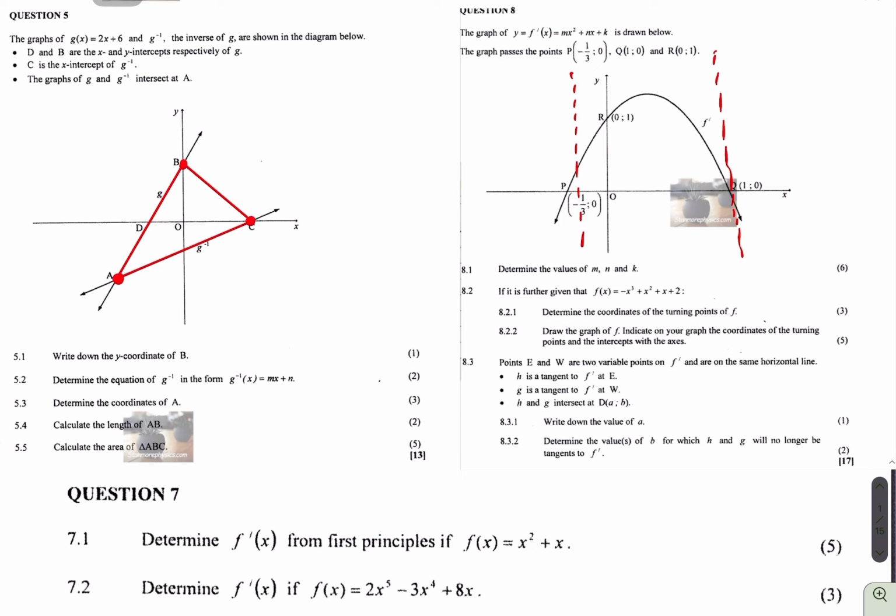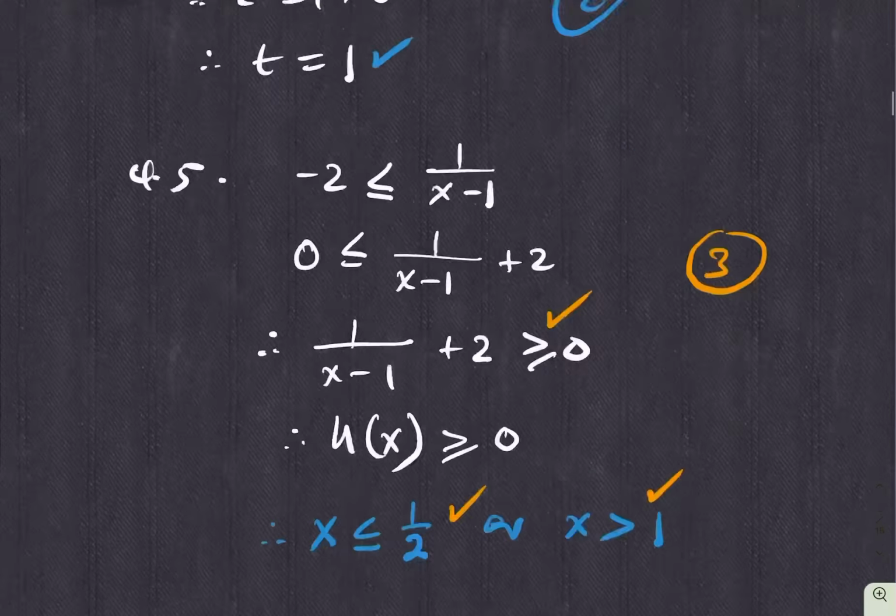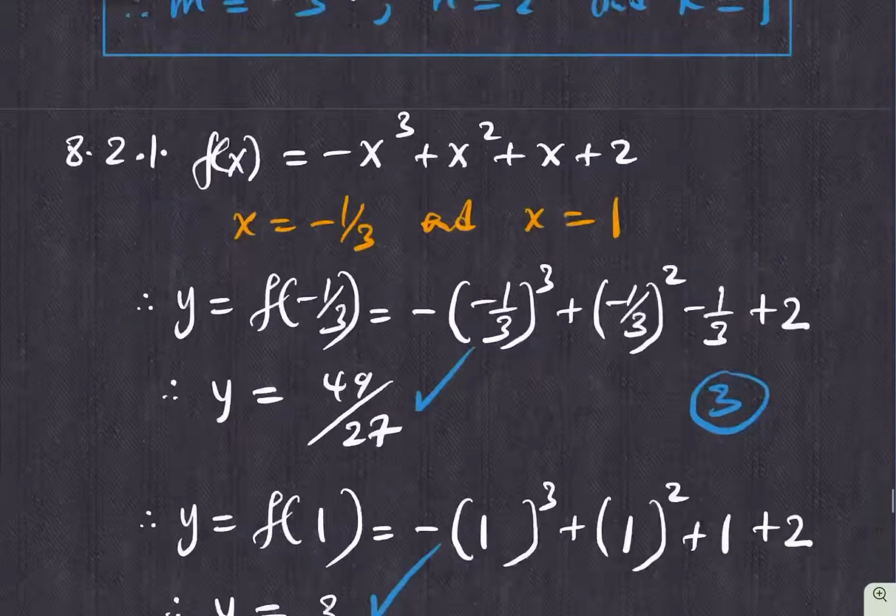H is a tangent to f prime at E. It's a new graph, the parabola graph, the first derivative graph, and G is also a tangent to the first derivative at W. H and G intersect at (a, b), which is D there. The coordinates are a and b. Before I go to the question, allow me to redraw this and analyze what they are saying there.